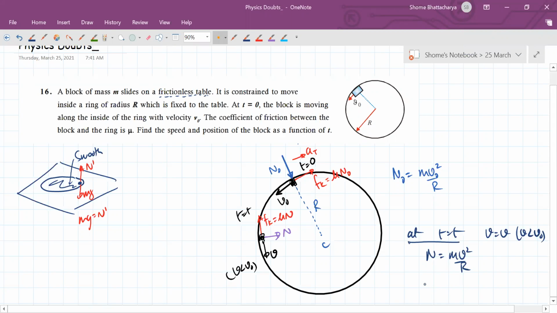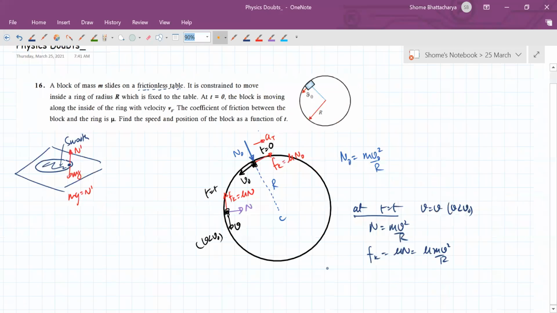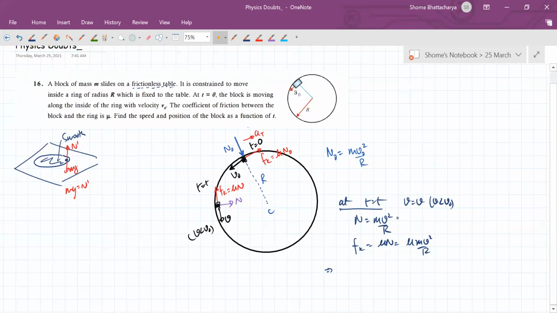So now you can see, at this point of time, the friction μN is equal to μmv² by r. Okay. So now we'll write the dynamical equation. Dynamical equation क्या हो जाएगा कि ये तो हो गया अपना centripetal. This is our centripetal force. But what about tangential force? Kinetic friction, in this case, will become m into minus dv by dt. This is our tangential equation.